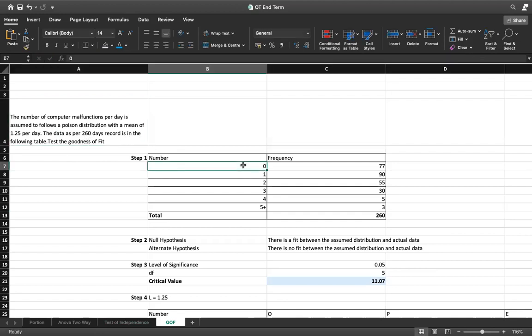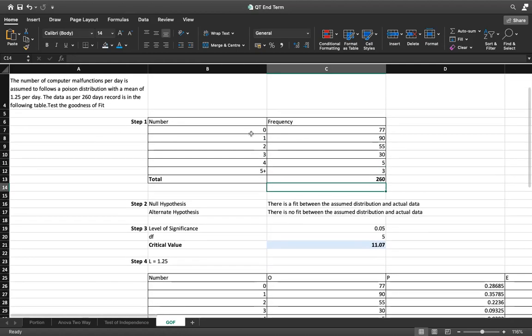So they are basically saying that 0 is the number of computer malfunctions per day, and how many times has this happened in a span of 260 days is 77 times. So basically you've had 3 computer malfunctions in a day for 30 days. So in each of these 30 days, there were 3 times where a computer malfunction has happened. Cool. So this is the table.